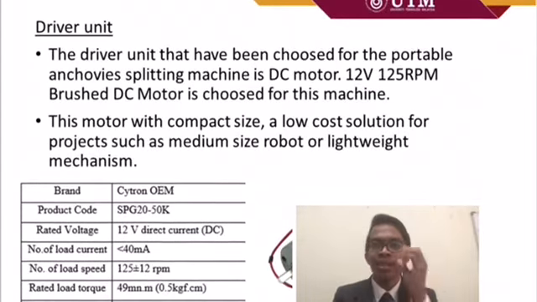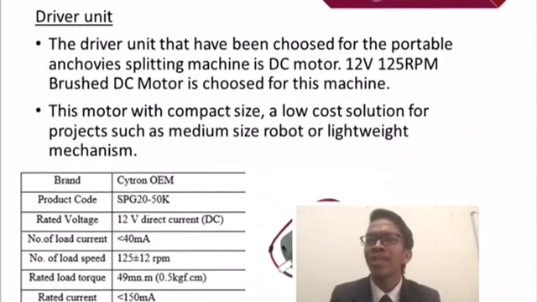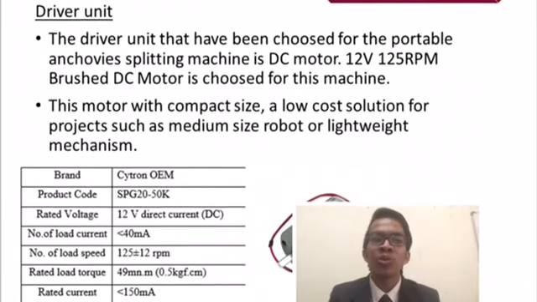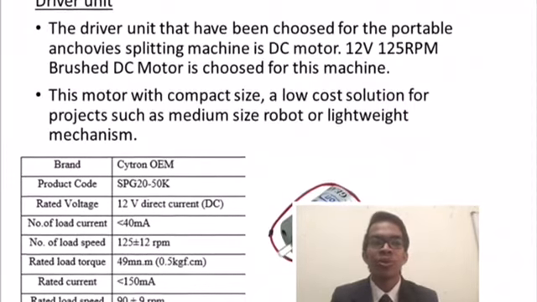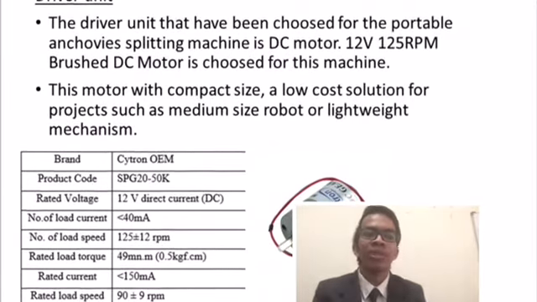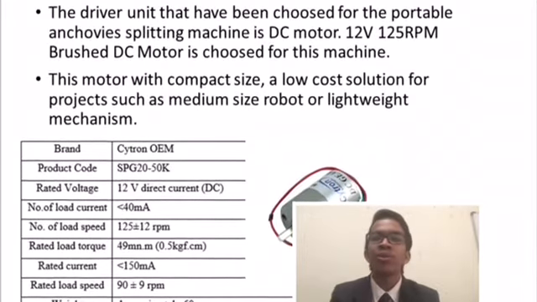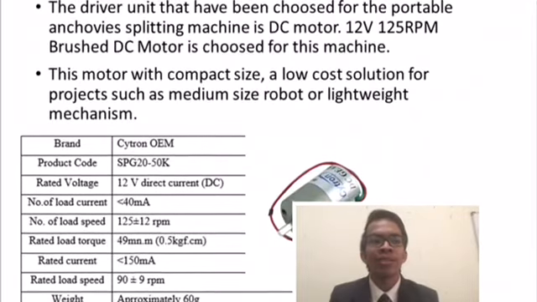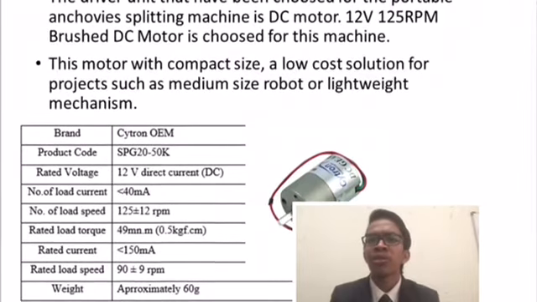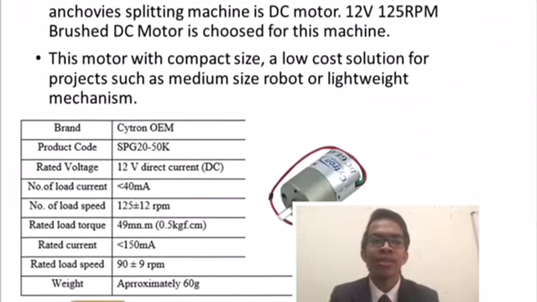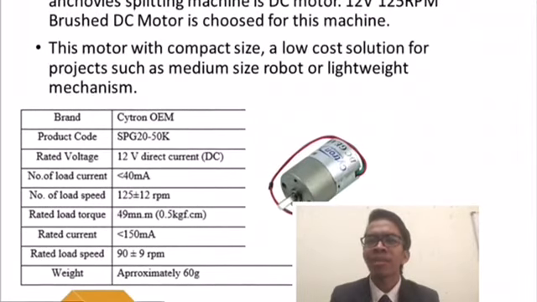Next, the driver unit that I chose for this machine is a DC motor, a 12 volt, 125 rpm brushed DC motor. As you can see, there is the specification for this motor. The brand is Fazrol OEM. The weight is approximately 60 gram, and the rated voltage is 12 volt, and many more. This motor is suitable for this machine because it is a compact size and it also is a low cost solution for all projects. So I think it is suitable for this machine as long as this machine is a lightweight mechanism.